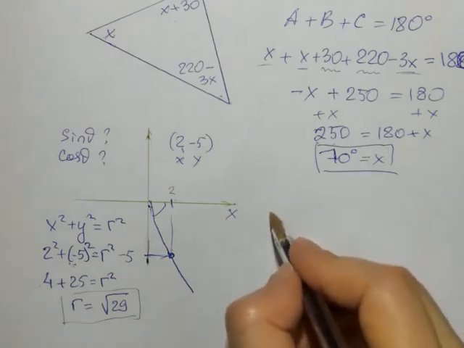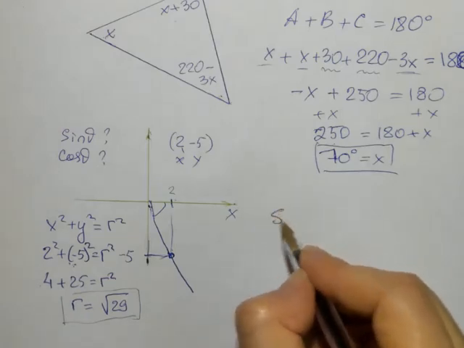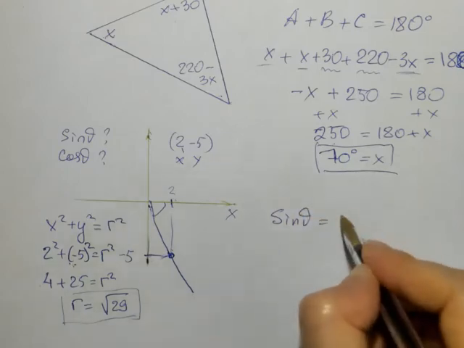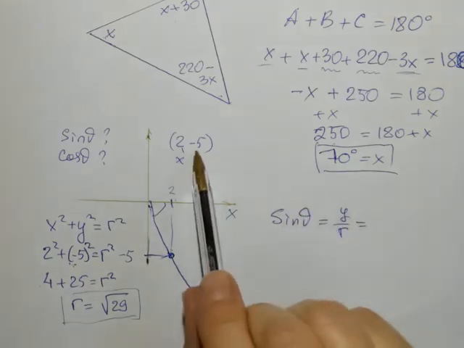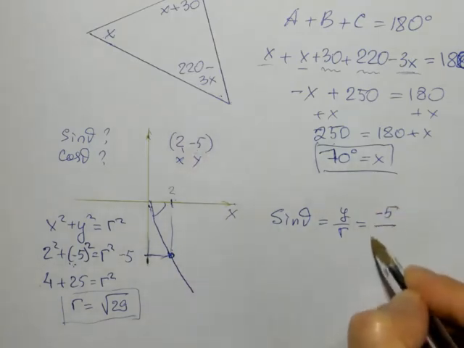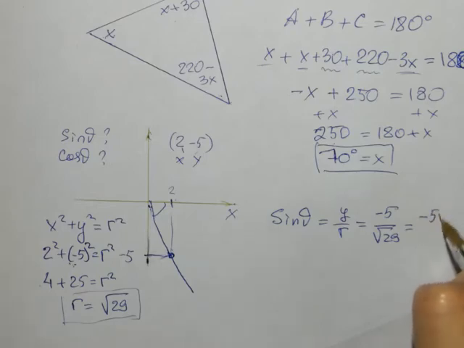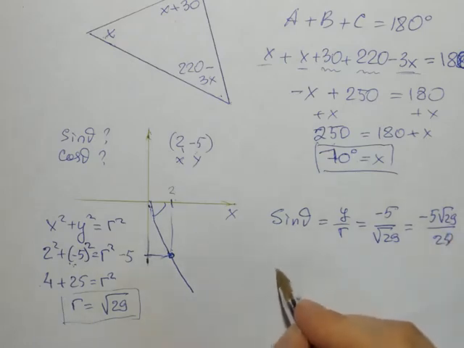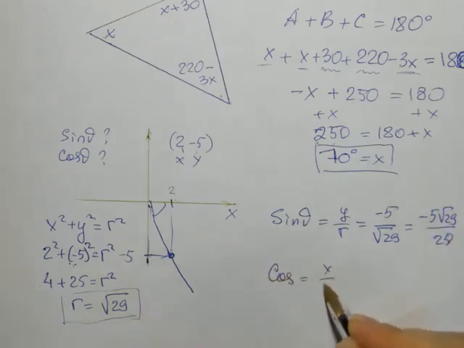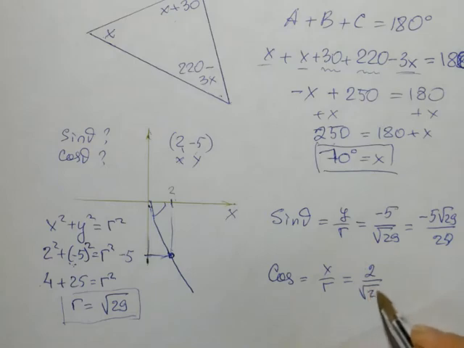And now we can determine sine or cosine, whichever is asked in the problem. Sine theta is y over r. Y is -5. -5 over square root of 29, and we want to rationalize it. We multiply by square root of 29, numerator and denominator, -5 square root of 29 divided by 29. And cosine theta equals x over r. X is 2, so 2 over square root of 29, or 2 square root of 29 divided by 29.